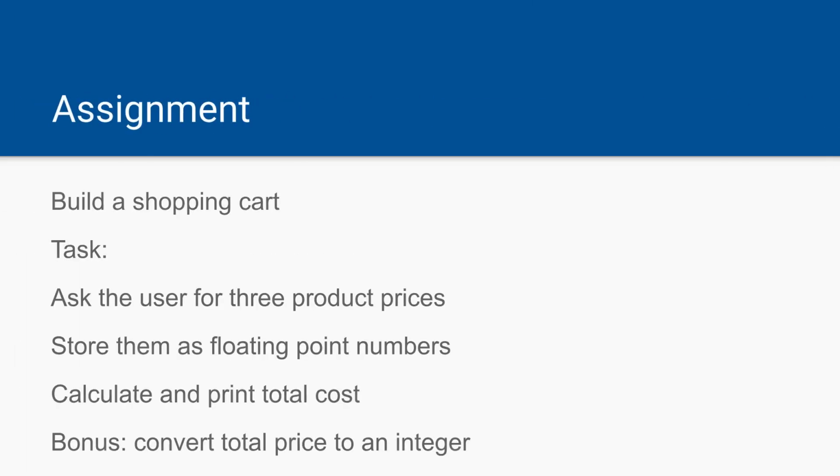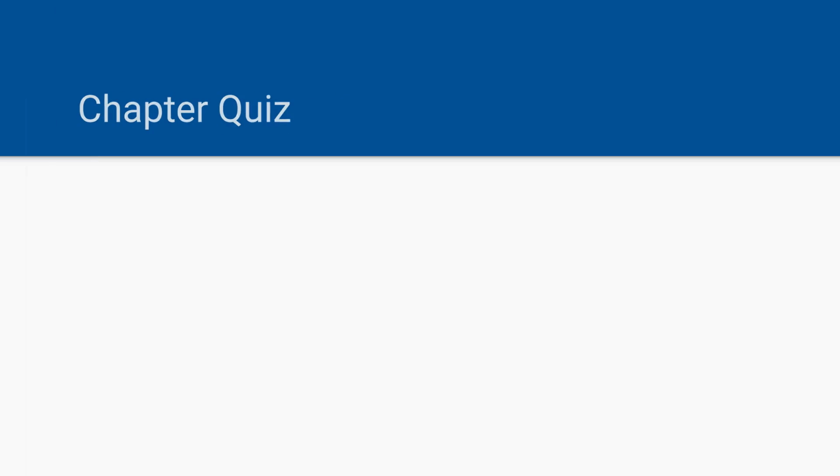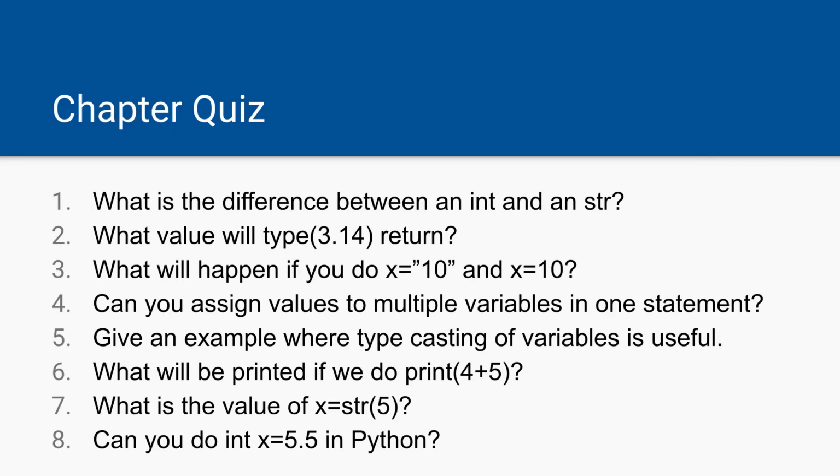For your assignment, build a shopping cart program. Ask the user for 3 product prices, store them as floats, and calculate the total cost. For a bonus challenge, convert the total price to an integer. This chapter quiz tests your knowledge on data types, type conversion, dynamic typing, and variable assignment. Questions include the difference between int and str, and what happens during variable reassignment.